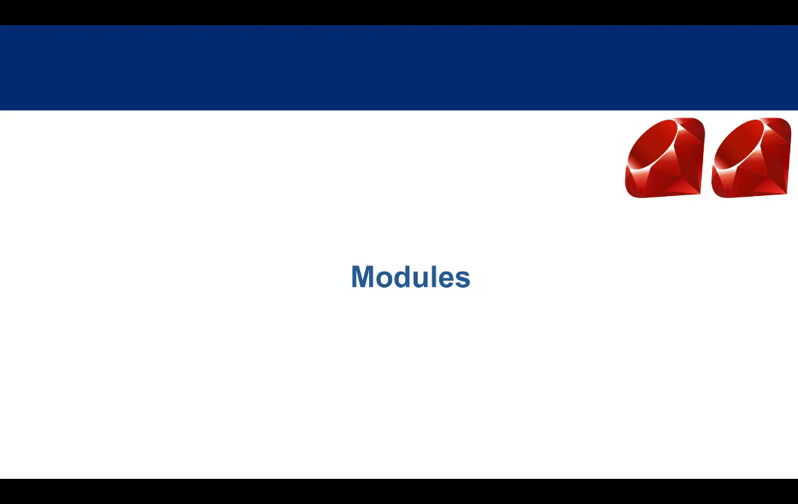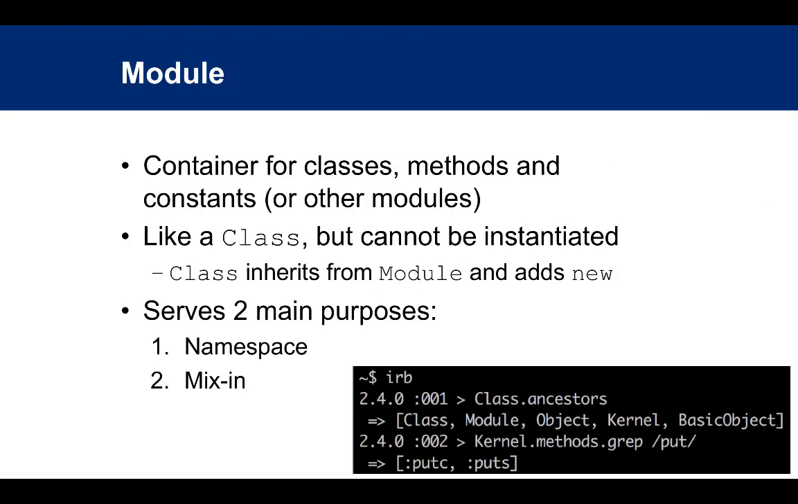Now, Ruby also has this concept called modules. And the idea behind modules is a container for classes, methods, and constants. In a way, a module is like a class, but a module cannot be instantiated. So a class essentially inherits from the Module class and adds a new method. A class you can instantiate by calling the new method on the class, but a module you cannot instantiate.